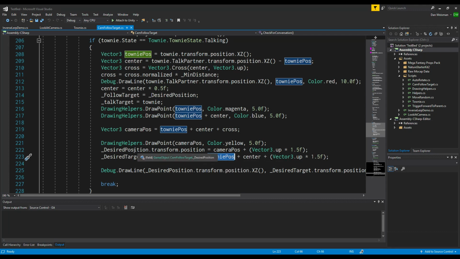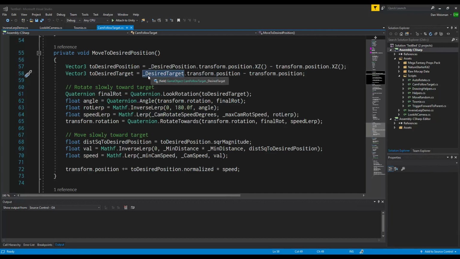The yellow point is this desired position. So if you look at the yellow, it is the calculated camera position, and same thing. It's a position vector moved up by 1.5 units.